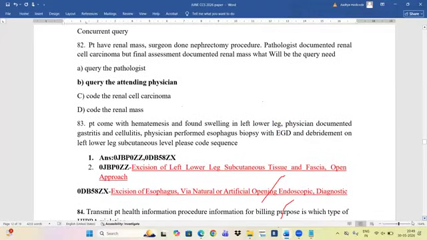Patient has a renal mass. The surgeon did a nephrectomy procedure. The pathologist documented renal cell carcinoma, but the final assessment documented renal mass again. Will a query be needed or not? The pathologist states it was adenocarcinoma, and the surgeon removed the kidney. So how do we code, mass or carcinoma? We don't know, so we need to raise a query to the attending physician to confirm the diagnosis. There is a conflict between the two providers, whether it was mass or carcinoma.